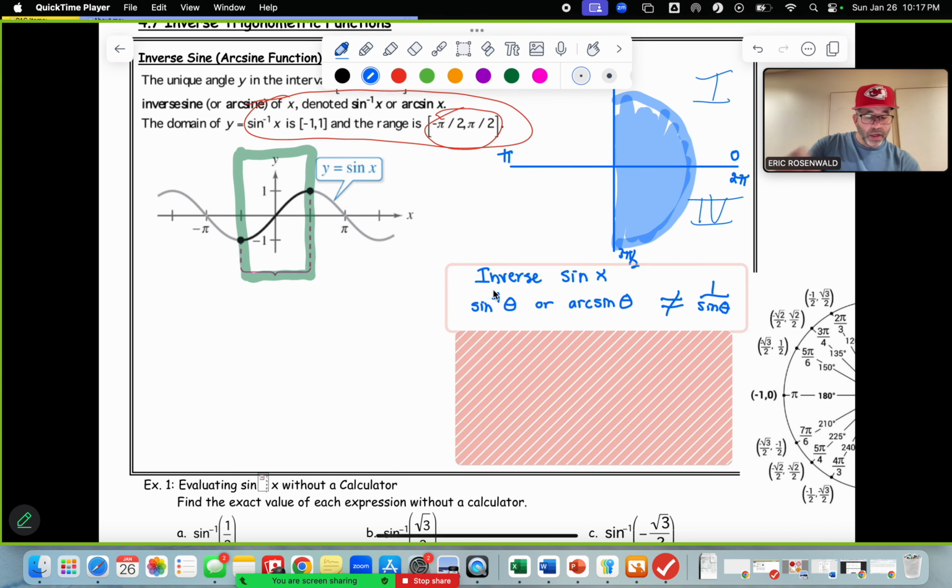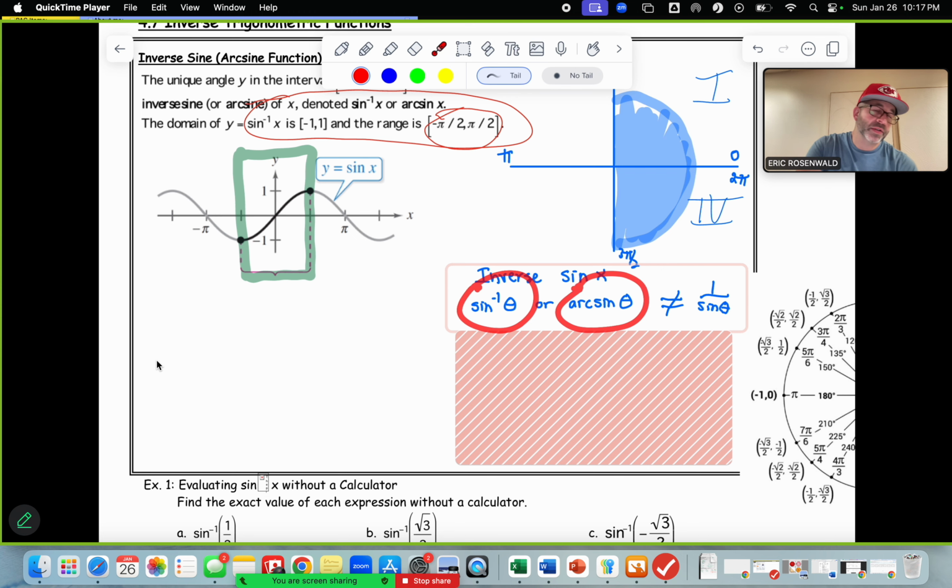Okay, so a couple of things. Inverse sine is written as sine of negative 1, like this, or arc sine. These are the two different ways that you can actually see inverse sine written. And a common misconception is everybody thinks that when you see a negative there, it means the same thing as 1 over sine, which is not the case, because that's actually what we know as cosecant, okay? So that's the first misconception we have to clear up.